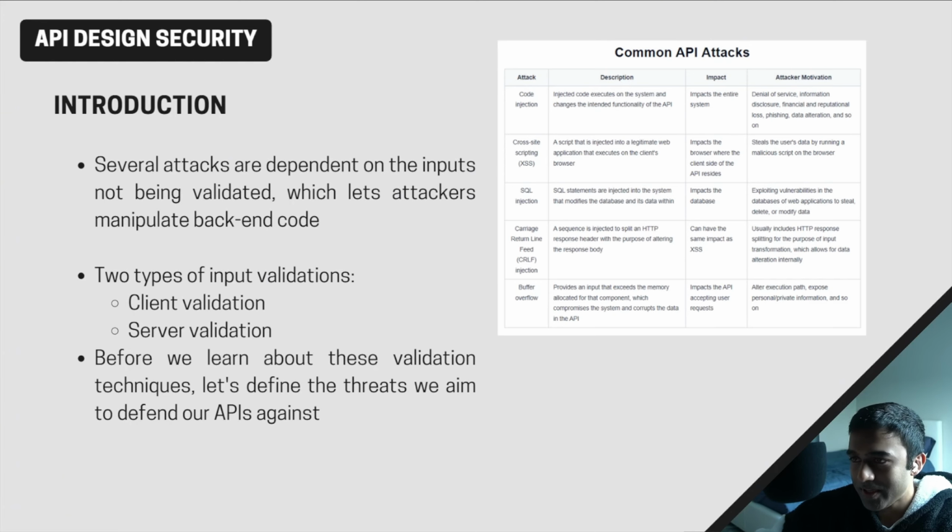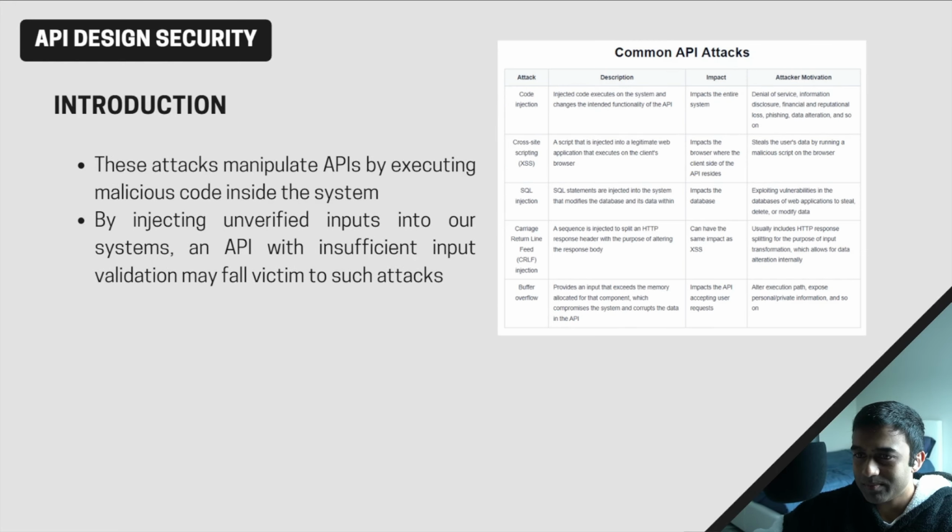Some common API attacks, which you can look into on your own time, are code injection, cross site scripting, SQL injection, carriage return line feed injection, and buffer overflow. These attacks manipulate APIs by executing malicious code inside the system. By injecting unverified inputs into our systems, an API with insufficient input validation may fall victim to such attacks.